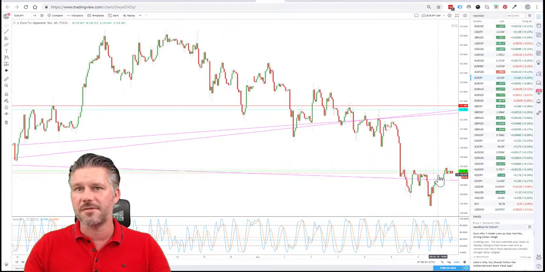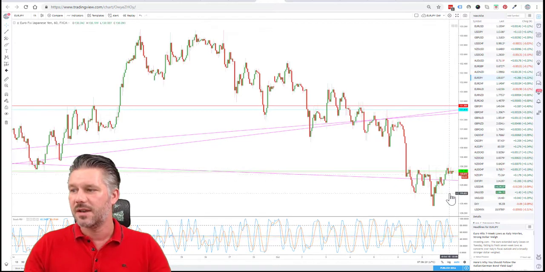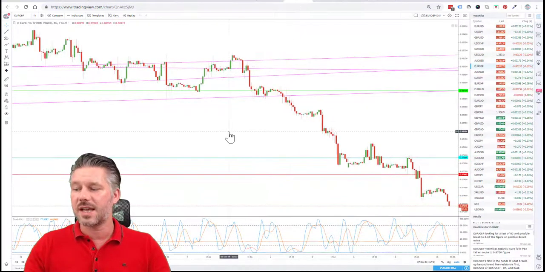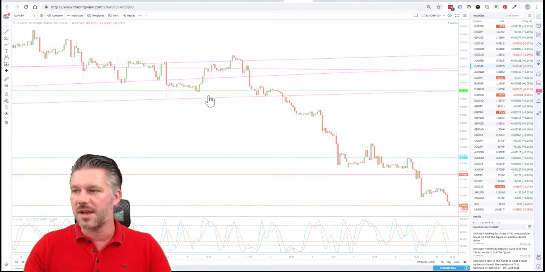But again, this flag that's forming here on 1 hour indicates to me that this is going to drop down, and we'll just see whether it breaks this trend line. So good opportunities there. The Euro GBP has gone to some extreme levels here.